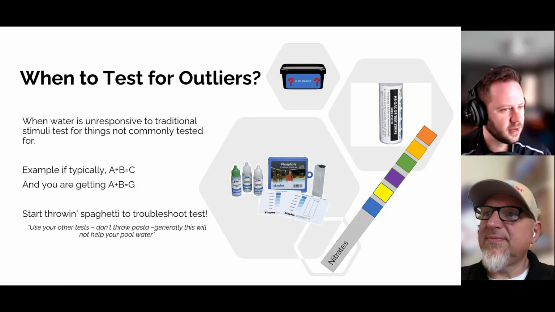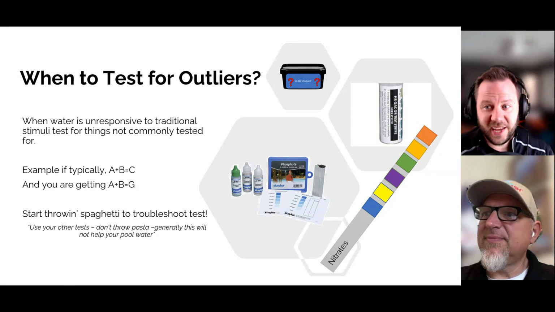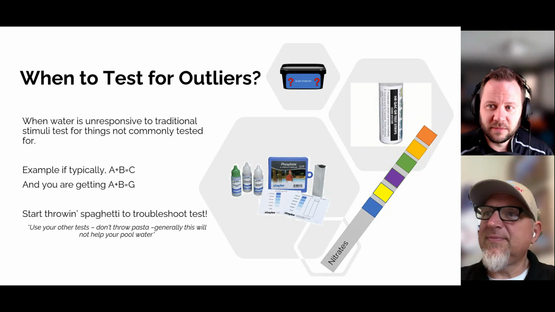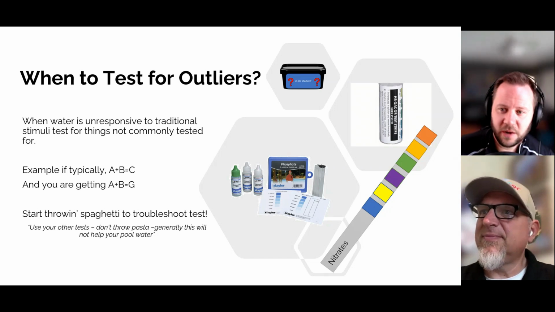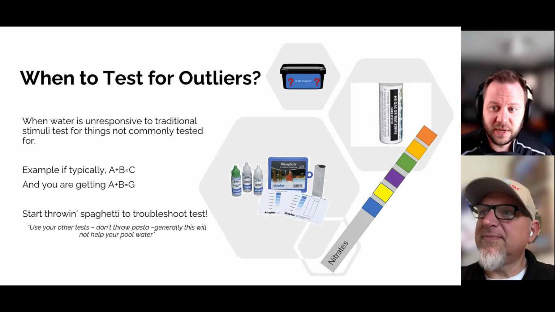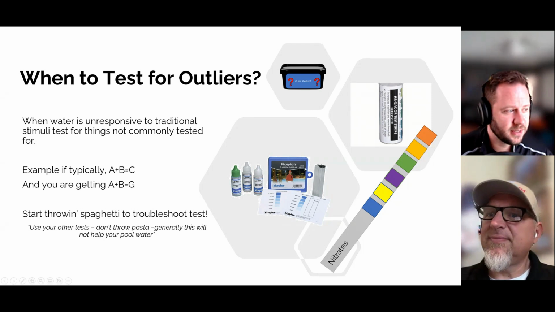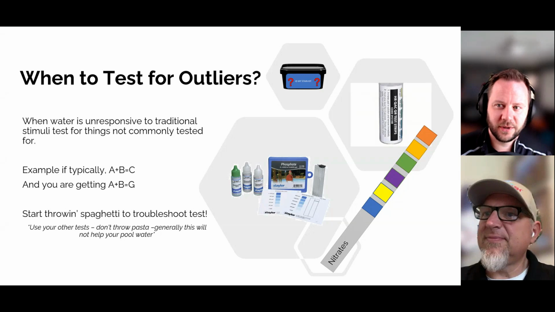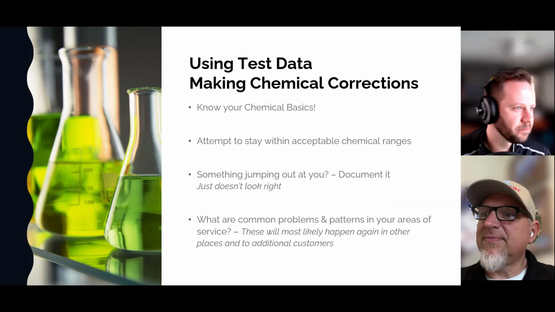And then when to test for outliers. So those really weird ones. If things aren't reacting to normal stimulus. That's the best rule of thumb. If you're trying to treat something and you're not getting a result that you should be getting, that's when you should break out the extra tests because you don't want to beat your head against the wall day in and day out trying different things and eventually making chemical soup.